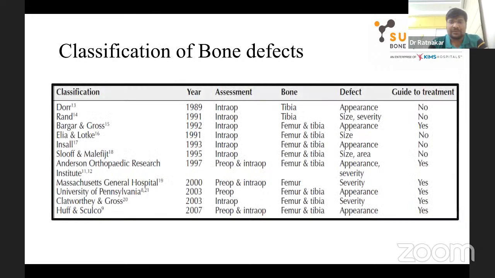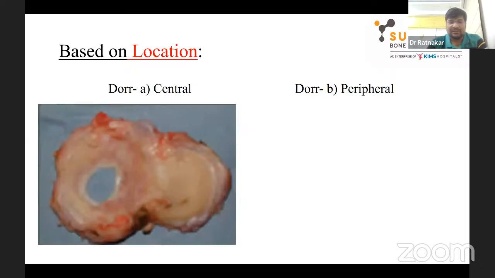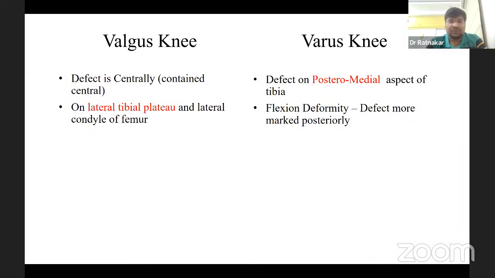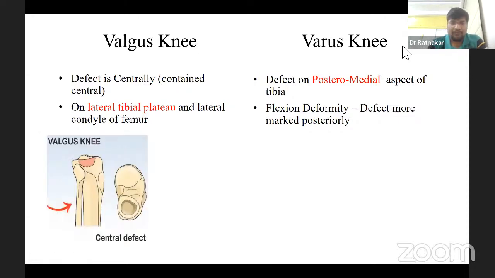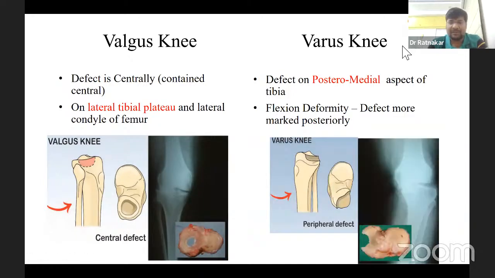There are various classifications proposed for the bone defects, but I will be concentrating only on a few. Based on the location of the defect, Rand classified them as central and peripheral. This is a central type of defect on my left-hand side, and the peripheral defect, also called a marginal defect, on the right side. The central defects are usually associated with a valgus knee, and these are contained defects on the lateral tibial plateau, while the varus knees have a posteromedial defect, and these defects are peripheral in nature. So you can see in the valgus knees the defects are central, while in varus knees it is a peripheral or marginal defect.